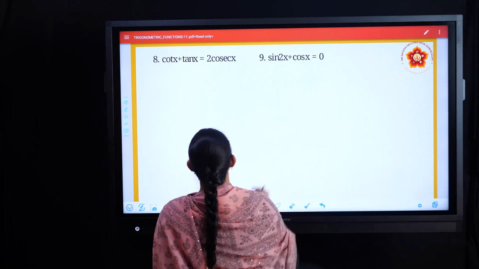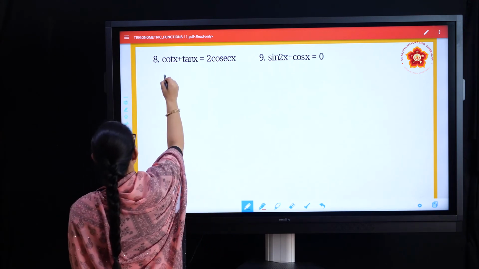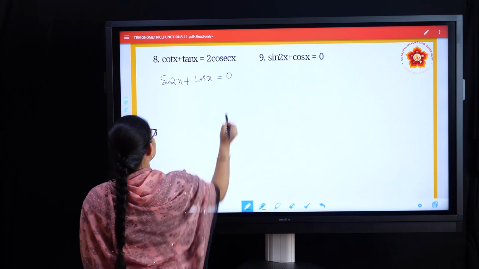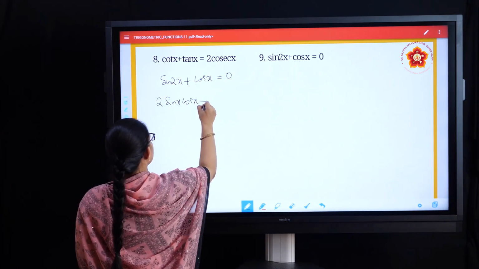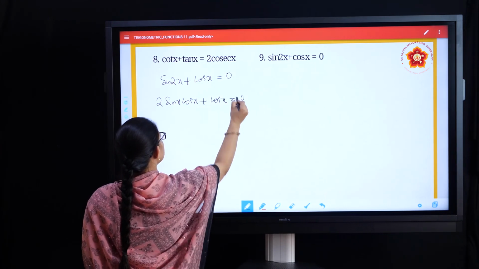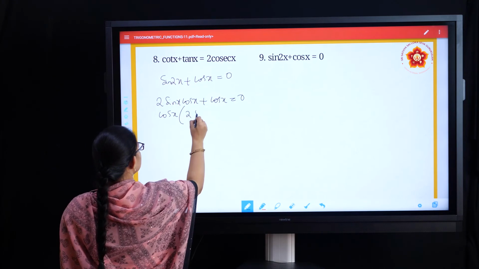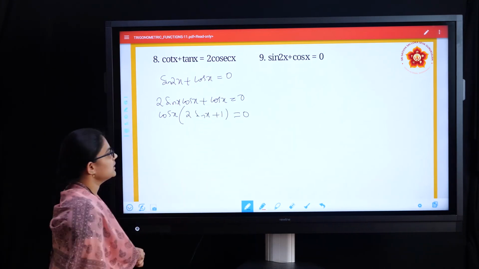Now let us see the next problem. We have sin 2x plus cos x is equal to 0. So sin 2x I can write as 2 sin x cos x plus cos x, which is equal to 0. Now cos x you take it out. So then cos x into 2 sin x plus 1 is equal to 0, right?